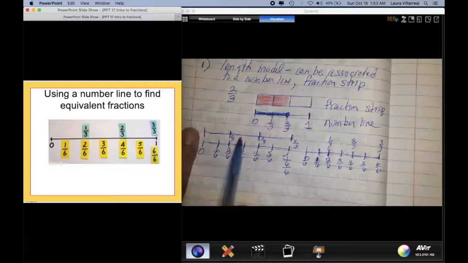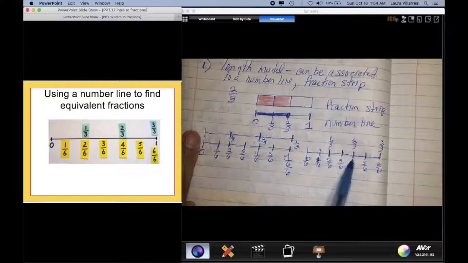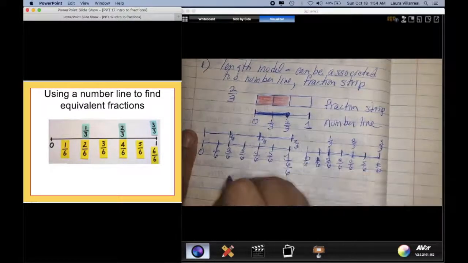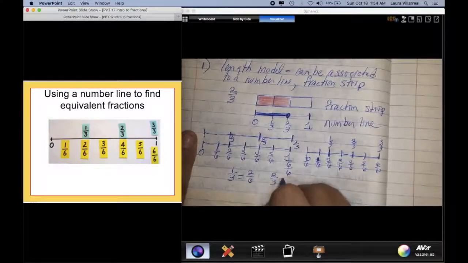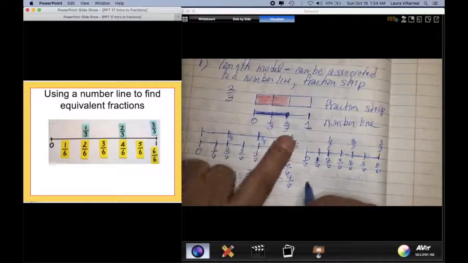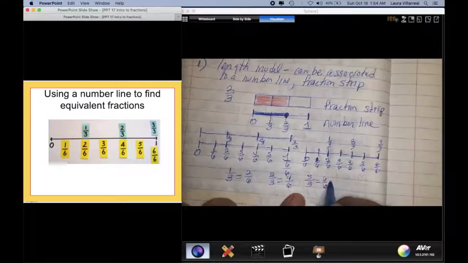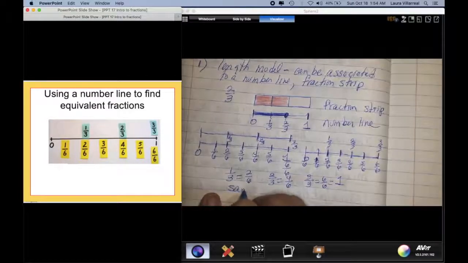Here, I could start off with two separate number lines and then combine them to show the students, look, 1/3 is equal to 2/6. They have the same length. Remember, we are looking at same lengths. So 1/3 is equal to 2/6. 2/3 is equal to 4/6. And we could even go all the way over here to 3 over 3 is equal to 6 over 6, which is equal to 1. We are looking at the same length.